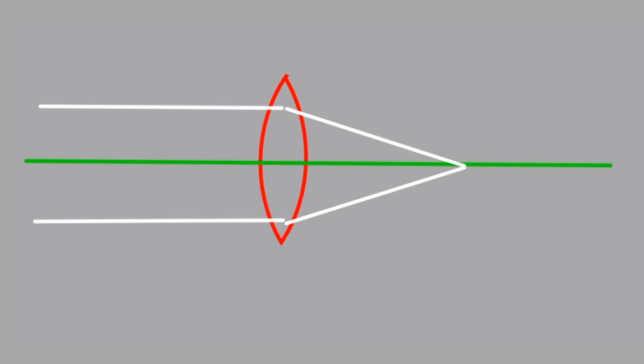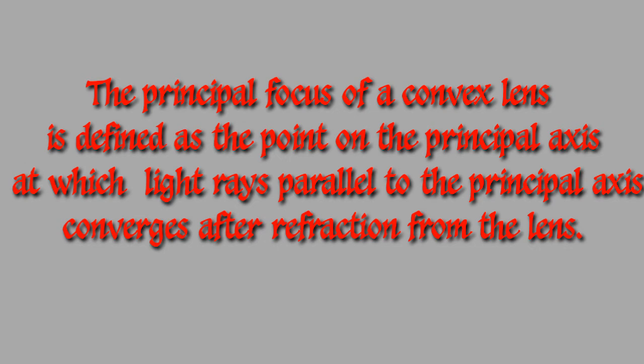That point is always on the principal axis, and that point is known as the principal focus. We can define it as, for a convex lens, the point on the principal axis at which a parallel beam of light rays converges or intersects after refraction. And what happens in the case of a concave lens?